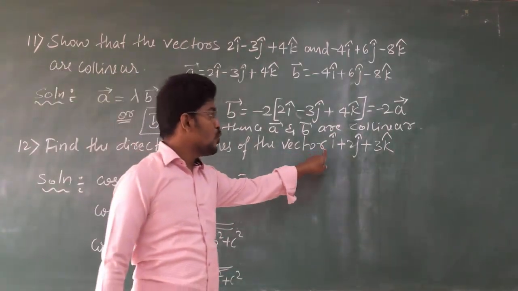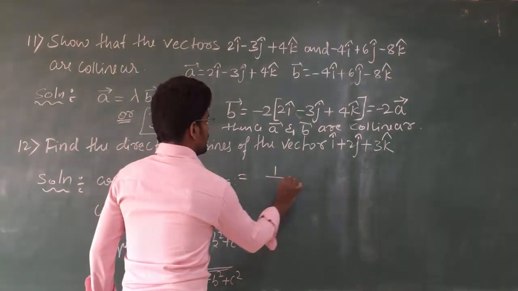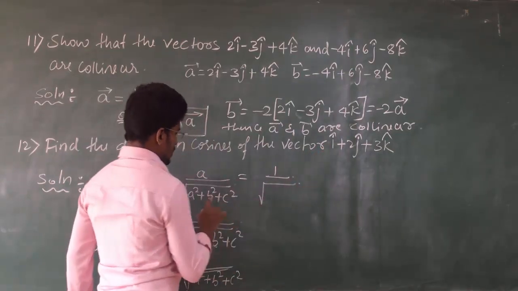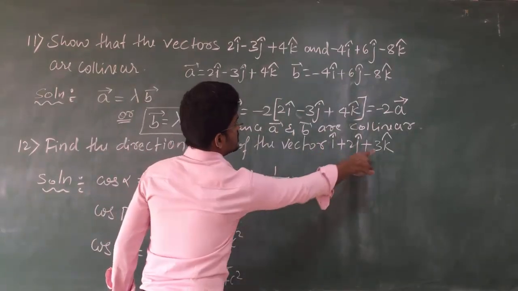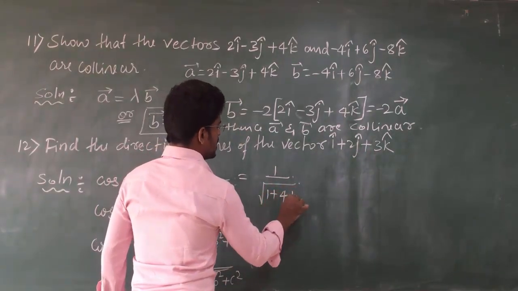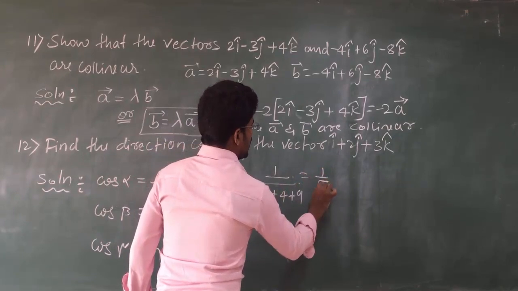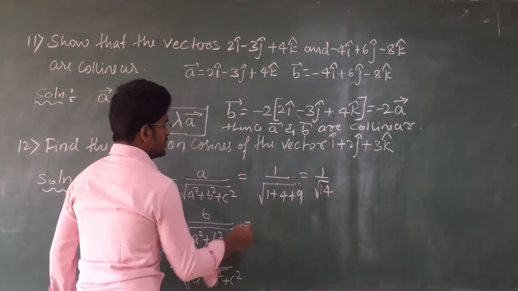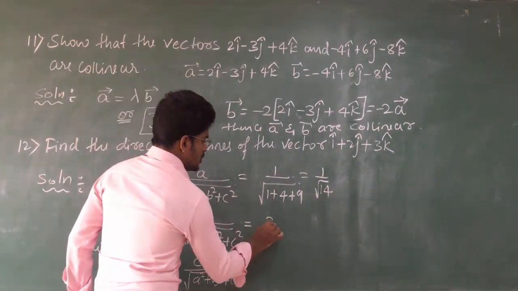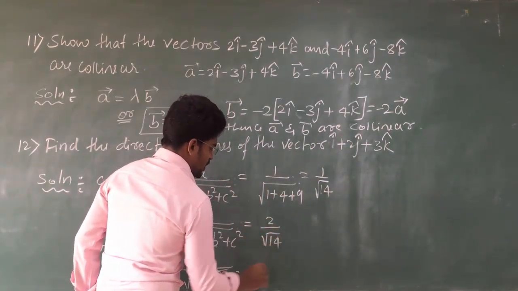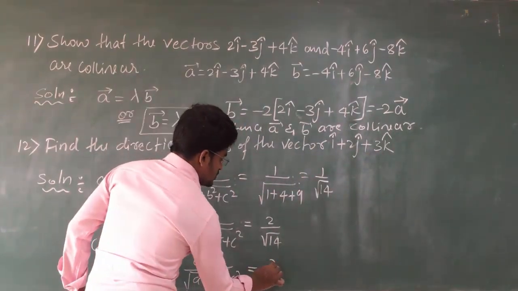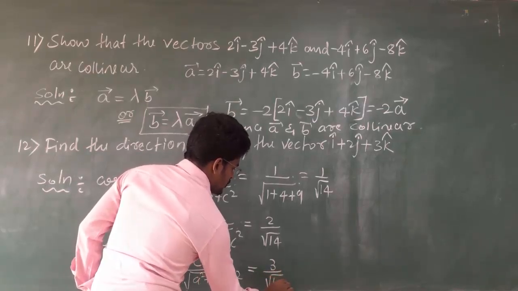The a value is 1. So 1 divided by square root of a square term. Here a value is 1, b value is 2, c value is 3. So the squares of those: 1 plus 4 plus 9. So 1 by root 14. What will be the b term? It is 2. So 2 divided by root 14. Next, the c term is 3. So that is 3 divided by root 14.